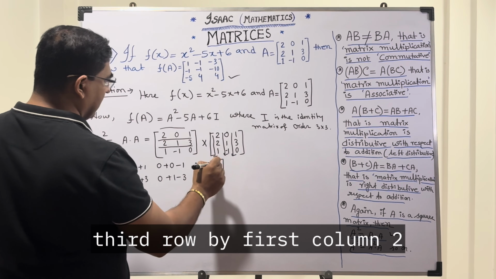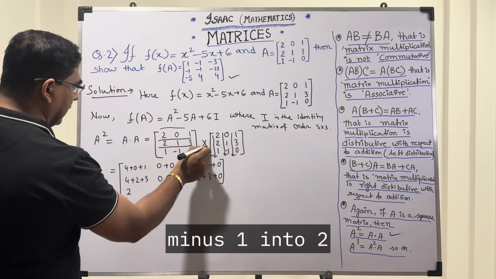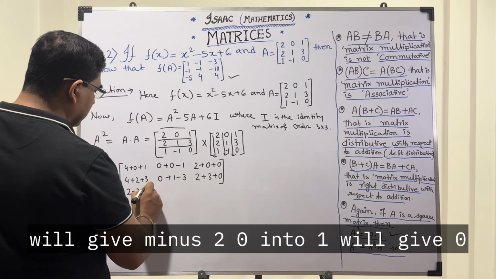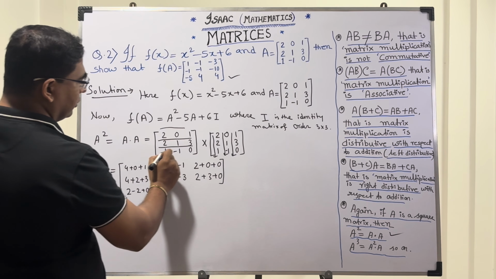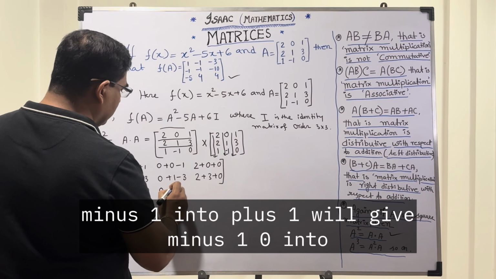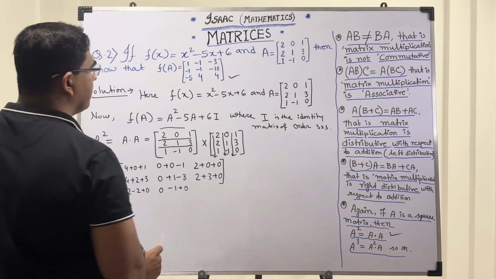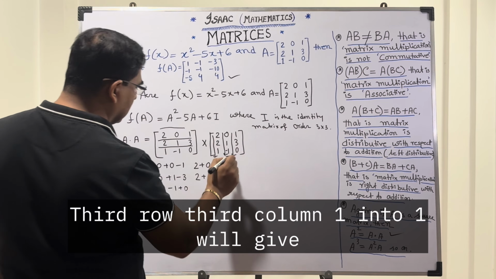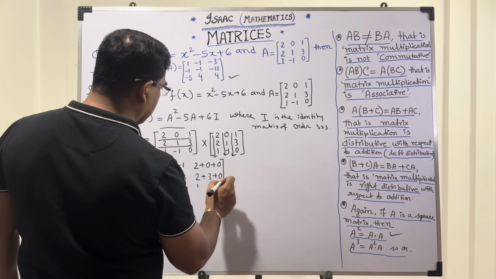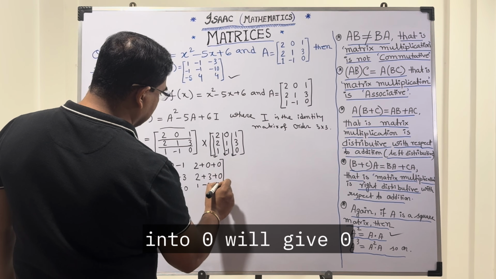Third row by first column: 2 into 1, 2. Minus 1 into 2 will give minus 2. 0 into 1 will give 0. Third row, second column: 1 into 0, 0. Minus 1 into plus 1 will give minus 1. 0 into minus 1 will give 0. Third row, third column: 1 into 1 will give 1. Minus 1 into 3 will give minus 3. 0 into 0 will give 0.